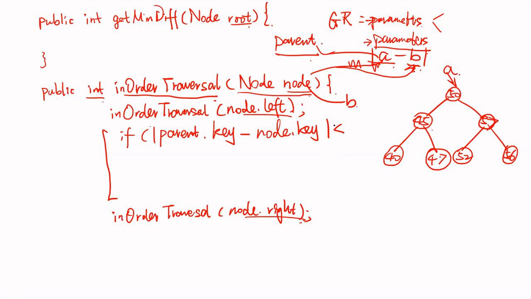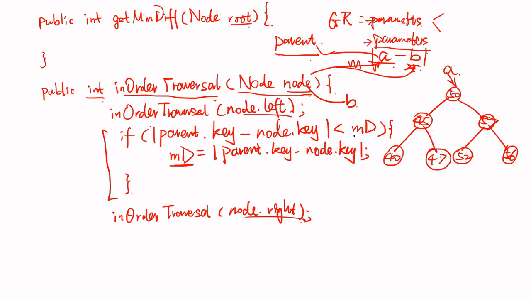If this is smaller than what? The current minimum absolute difference that you are tracking. Just call it MD. If this is the case, then you want to reassign this value to MD. Okay? If this happens, you want to update your minimum absolute difference. Then what else do we need to do? Possibly that's the only thing that we care about.